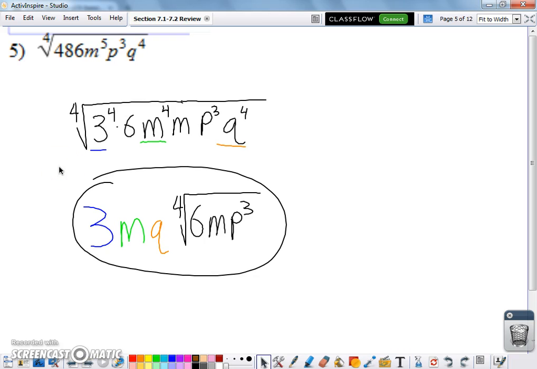Next on the docket. Whoa, whoa, whoa, whoa. 486. Wow. Well, luckily for me, when I try a 3 to the 4th, which is 81, and I divide that in, 81 times 6. The troll toll is 4. So I break that m to the 5th as an m to the 4th and an m. P to the 3rd and a q to the 4th. And what can leave? A 3, that m, and that q. They all pay their exponents as they walk on out.